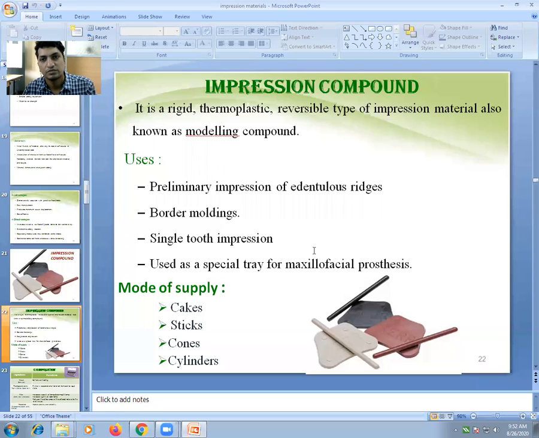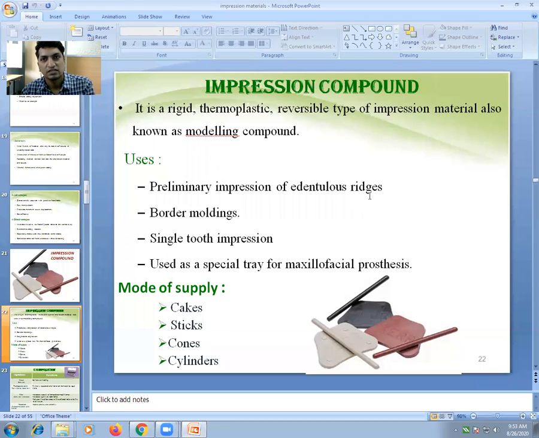Reversible means that if we place this impression compound into hot water, it softens, and the same compound placed into cold water sets. That's why it is known as reversible. It is used for preliminary impressions for edentulous arches. During your first year, I showed various demonstrations of complete denture. The first step of complete denture fabrication is making the preliminary impression, and in that we use impression compound.